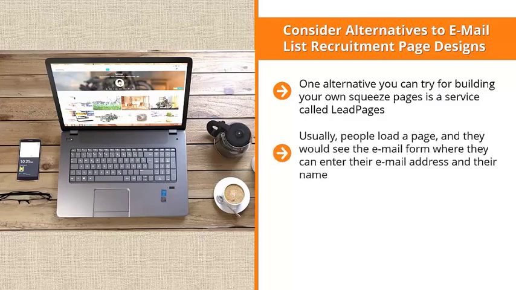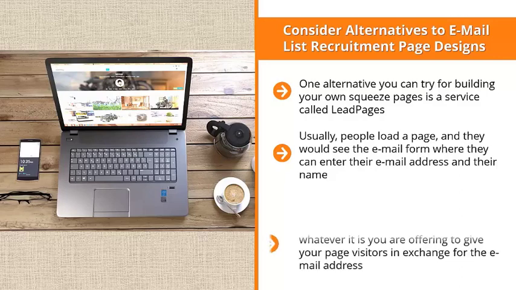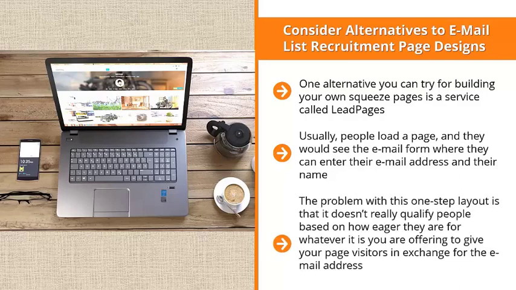Usually, people load a page, and they would see the email form where they can enter their email address and their name. They would then click a Submit button, and they would get their freebie. The problem with this one-step layout is that it doesn't really qualify people based on how eager they are for whatever it is you are offering to give your page visitors in exchange for the email address.